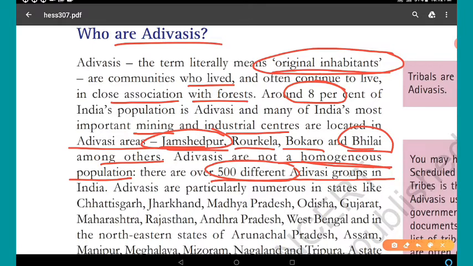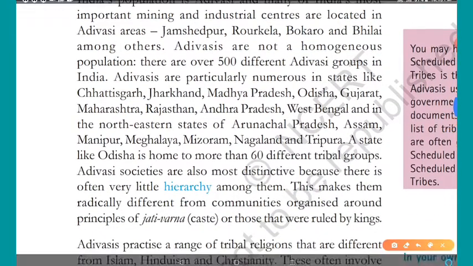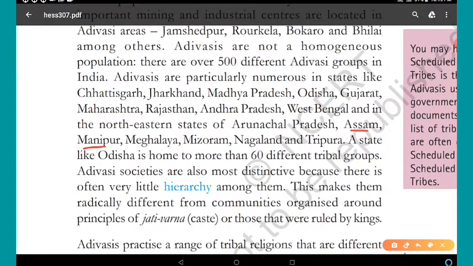Adivasis are particularly numerous in states like Chhattisgarh, Jharkhand, Madhya Pradesh, Odisha, Gujarat, Maharashtra, Rajasthan, Andhra Pradesh, West Bengal, and northeastern states of Arunachal Pradesh, Assam, Manipur, Meghalaya. In Meghalaya, Garo people live, and the Jaintia community, Hajong community. In Mizoram, Mizo people live, Naga people in Nagaland. Tripura, a state like Odisha, is home to more than 60 different tribal groups. In Odisha alone, 60 different tribal groups are found.